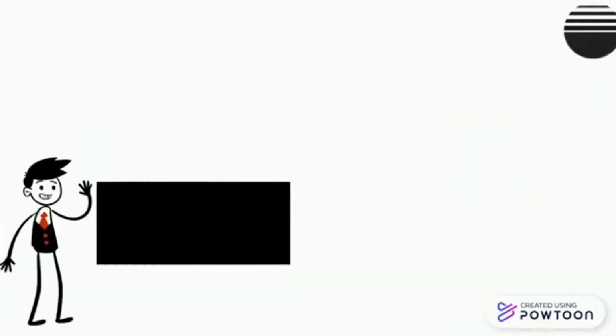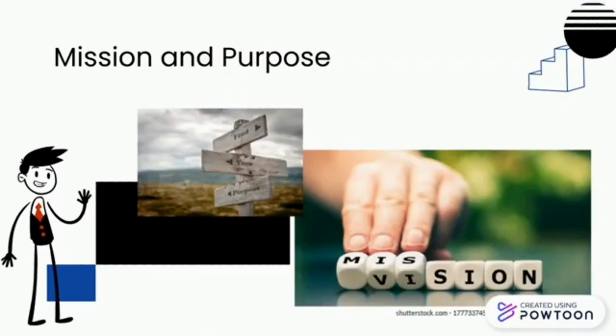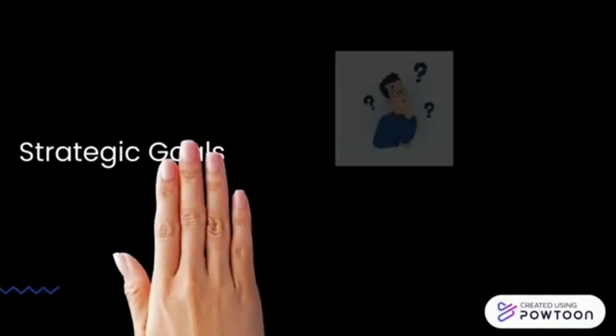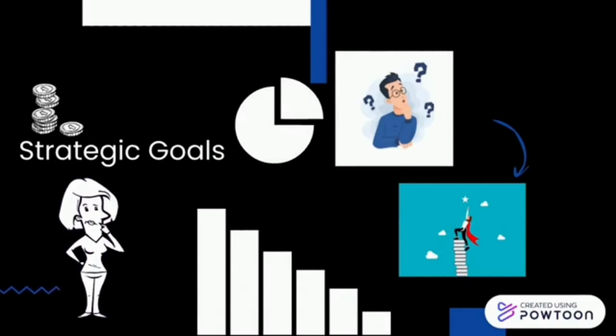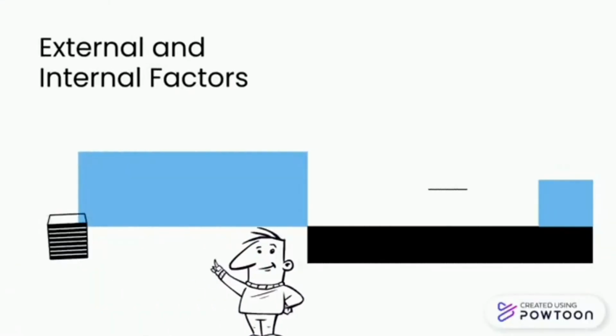Firstly, we have our mission and purpose, the heartbeat of our organization. This defines why we exist and what we strive to achieve, on which the entire business is built. Strategic goals come next. These are the high-level objectives that lead us towards our mission. They provide a roadmap, helping us navigate and make decisions in alignment with our long-term vision.